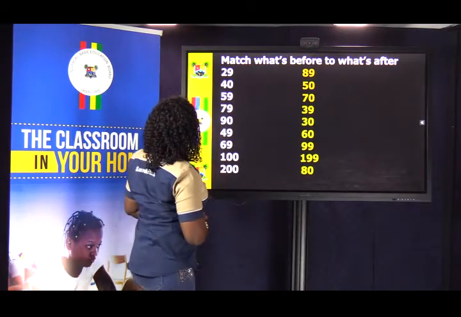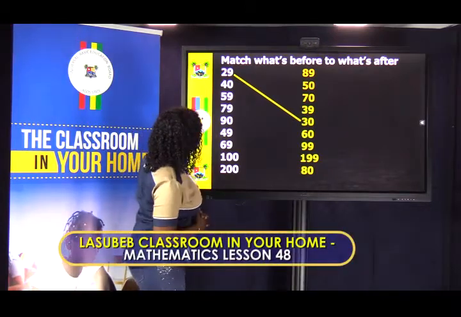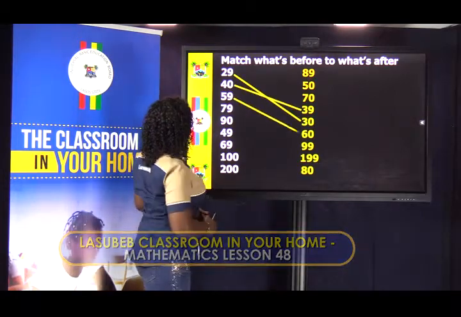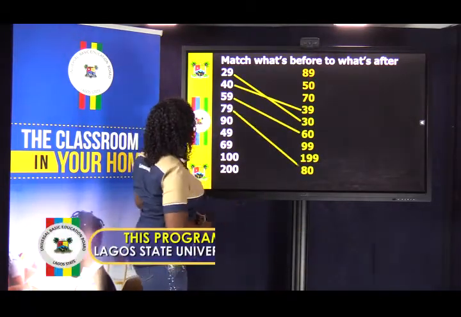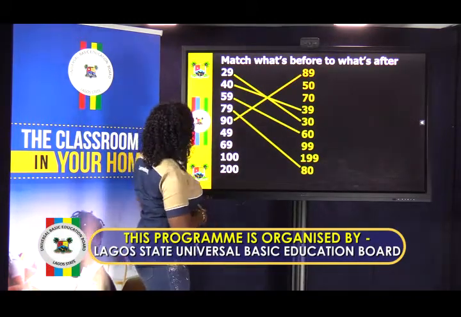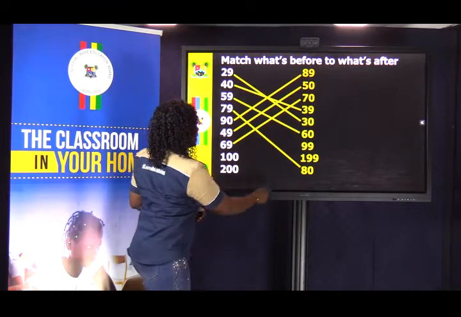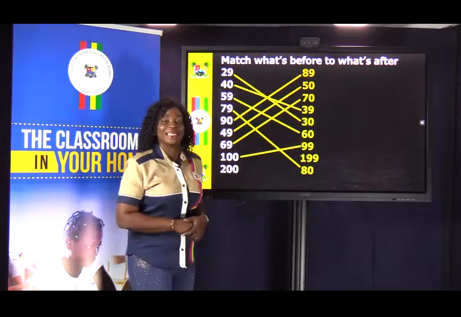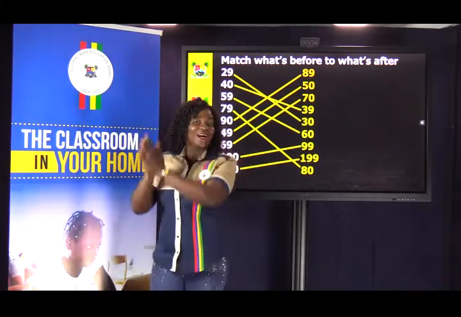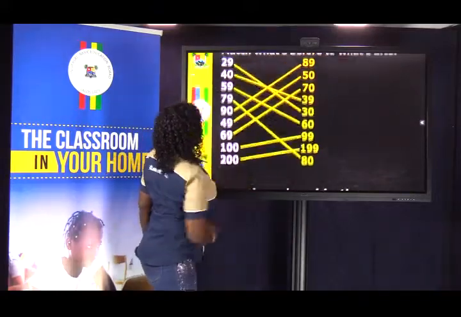Yes, so let's match. 29, 30, that's what's after. 40, what's before 40? That's 39. 59, 60, 79, 80, 90, 89. 89 is before 90. 49, 50, 69, 70, 100, 99, 199, 200. Let us give ourselves a round of applause. I know you got it. You are awesome. Good job, you.